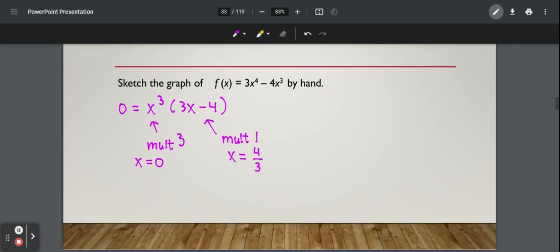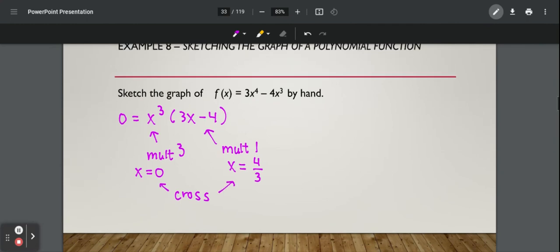So what we know is that they have odd multiplicities, so they're going to cross the x-axis at both of those points. If we use our leading coefficient, it's positive, right? So we have a positive leading coefficient with an even degree. So what we know then is that the arms of the function will both go towards positive infinity.